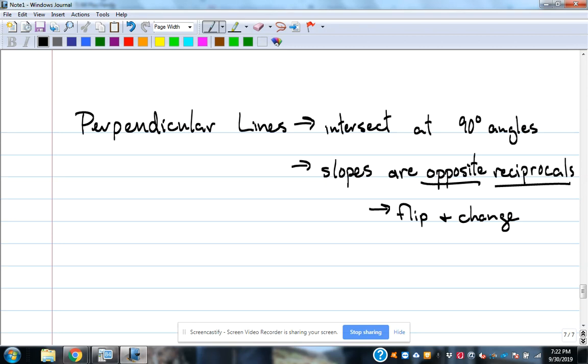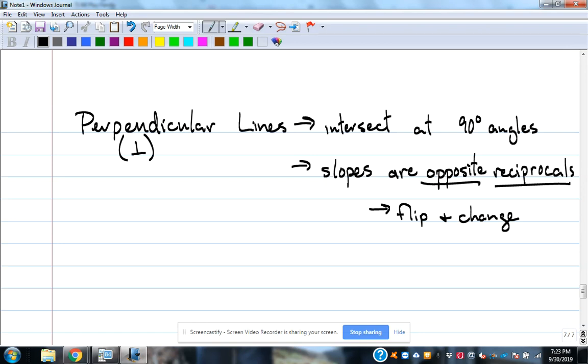Okay? I use a little notation here. Notation for perpendicular is an upside-down capital T. That's what that looks like. That's the notation for perpendicular, so you don't have to write out the word perpendicular 45 times. So if you just use that symbol, I'm fine with that.